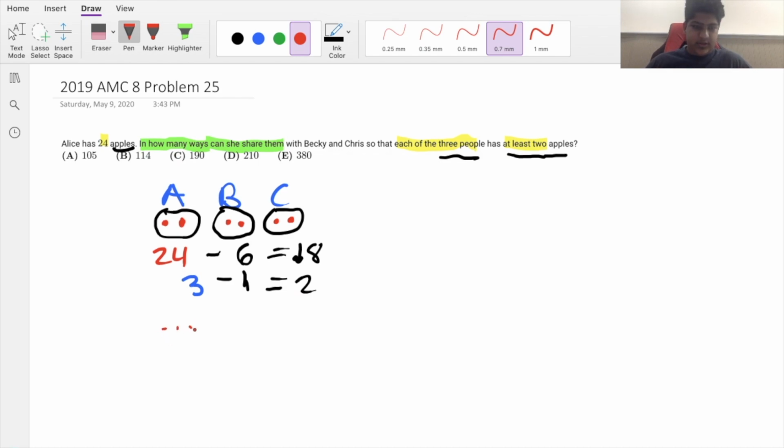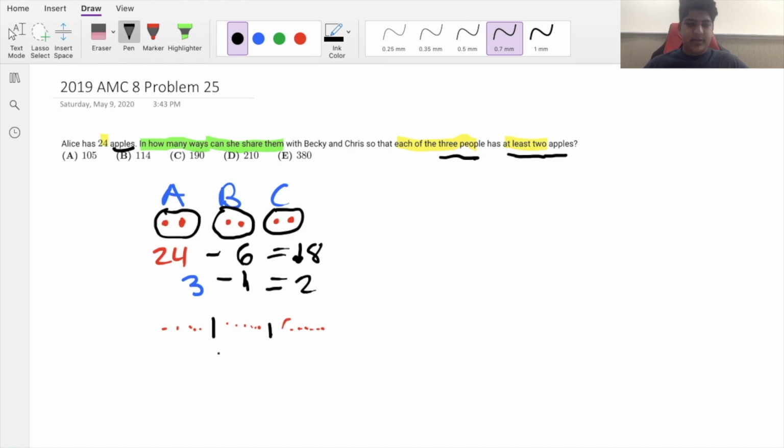So let's just draw it out. So there's some apples with Alice, a partition between Alice and Becky, some apples with Becky, a partition between Becky and Chris, and finally some apples for Chris. Now, the neat thing about this is that it doesn't matter if some groups are empty.